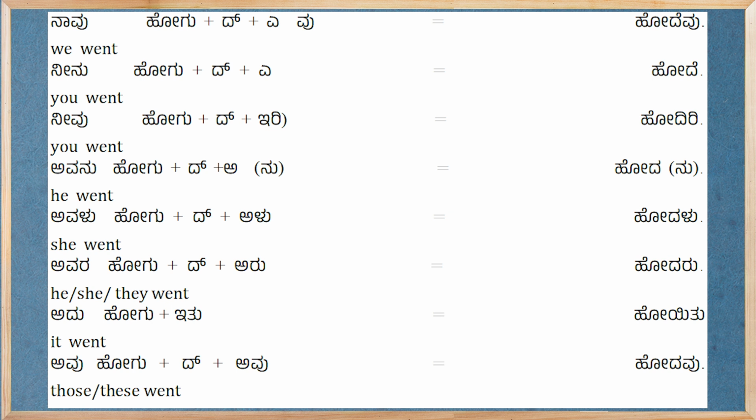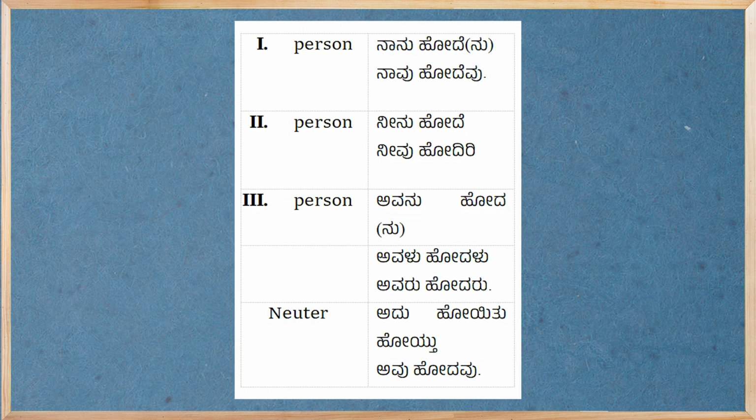He went. Avalu, hogu plus 'd' plus alu becomes hodalu. She went. Avaru, hogu plus 'd' plus aru becomes hodaru. He, she or they went. Adu, hogu plus itu becomes hoitu. It went. Avu, hogu plus 'd' plus avu becomes hodavu. Those or these went. First person, Nanu hode or Nanu hodenu.